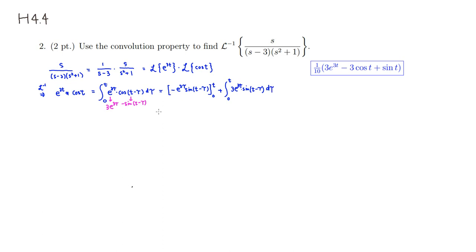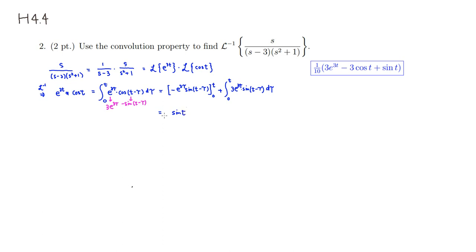Let's evaluate this part first. Plug in t here, so you have a negative e to the 3t times sine of 0, which is 0. So we get 0. Minus, but there's a negative sign, so it's going to be positive. Plug in 0: e to the 0 is 1, and sine of t minus 0 is simply sine of t. So this is going to be sine of t.